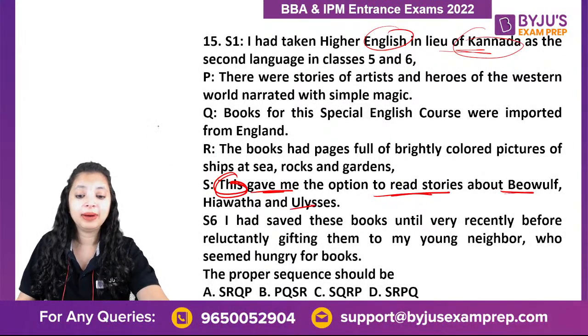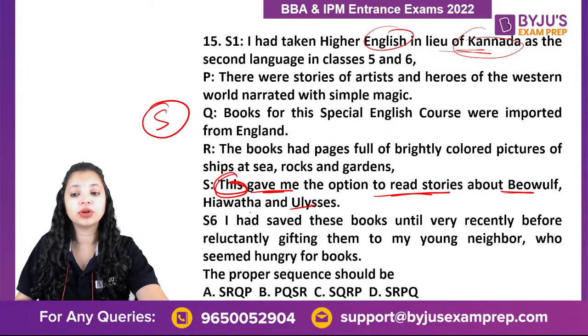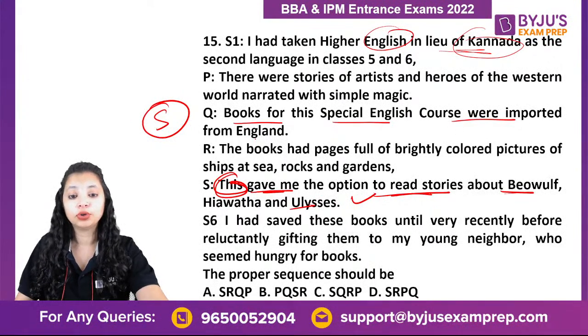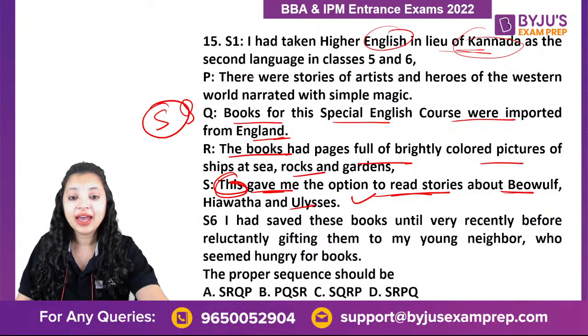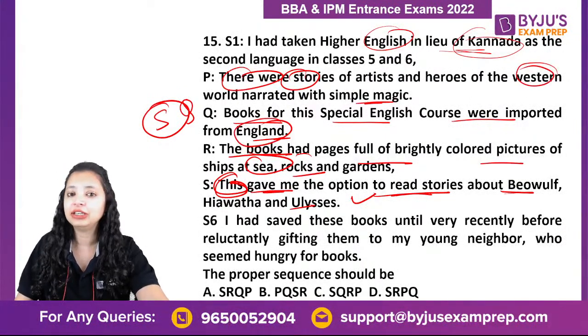S1 के immediately बाद S आना चाहिए. This gave me the option to read stories about so many other different authors. Okay, then comes Q. Books from for the special English course were imported from England. S के बाद आएगा Q और Q के बाद आएगा R. The books had pages full of brightly colored pictures, and there were stories. There were pictures and there were stories of Western world. So सबसे पहले England लिखोगे, उसके बाद ही Western world लिख सकते हो.